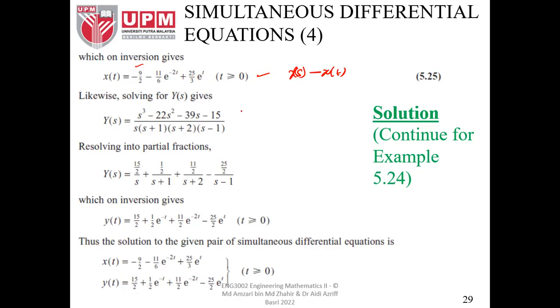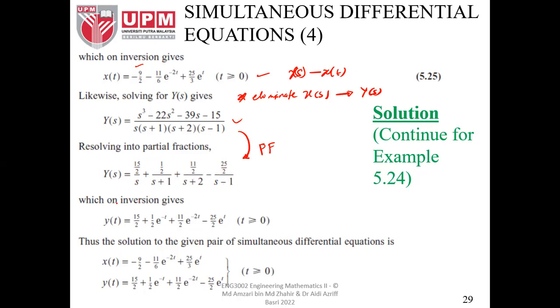So next, what you need to do is eliminate x(s) in order to get y(s). So you get the formula of y(s). The moment you get this one, as usual, you need to use partial fractions. So you will get these constants: the first is 5/2 over s, plus 1/2 over s plus 1, plus 11/2 over s plus 2, minus 25/2 over s minus 1.